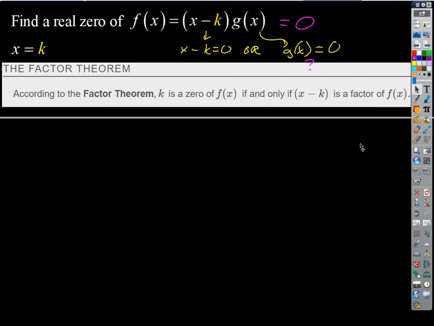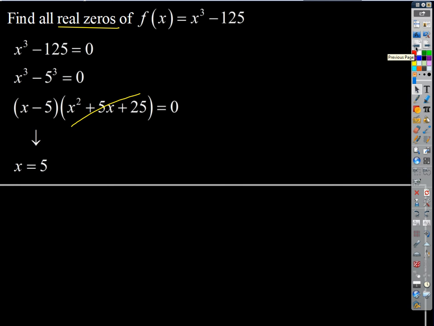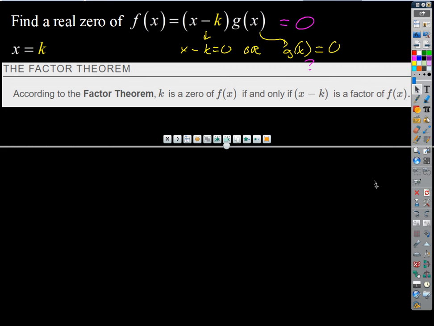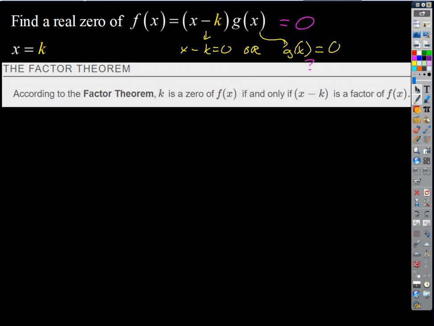Okay, the factor theorem. So we just got to make this connection, and you've probably already made this connection, but here it is officially. According to the factor theorem, k is going to be a 0 of the function if and only if x minus k is a factor, right? Going back to that last example, we know that 5 is a 0 because x minus 5 is a factor, right? That makes sense?